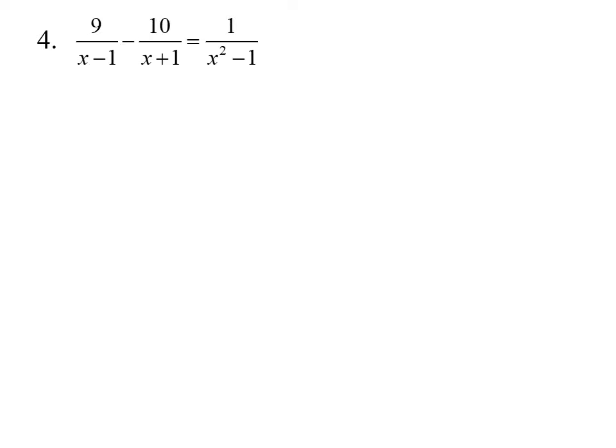So let's do another one kind of like that one. We have 9 over x minus 1 and 10 over x plus 1 equals 1 over x squared minus 1.